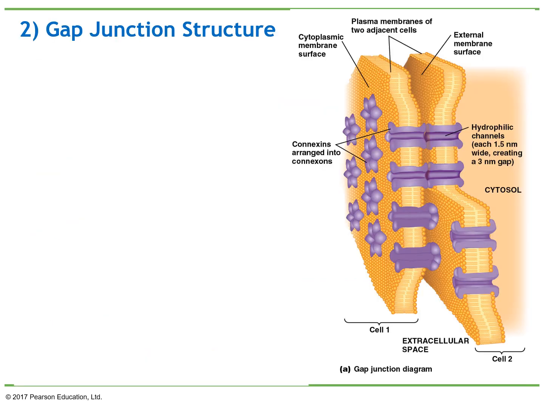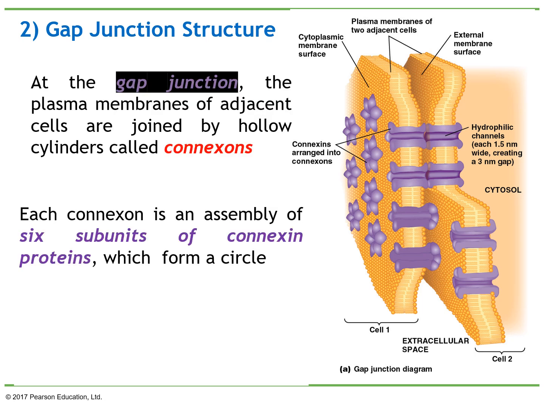Again, this is a diagram taken from your textbook. Cell 1, cell 2, and here you can see all the channels together that cross from one cell to another one. I told you that these big channels are called connexons, the full channels, and each full channel has 6 subunits of connexin.